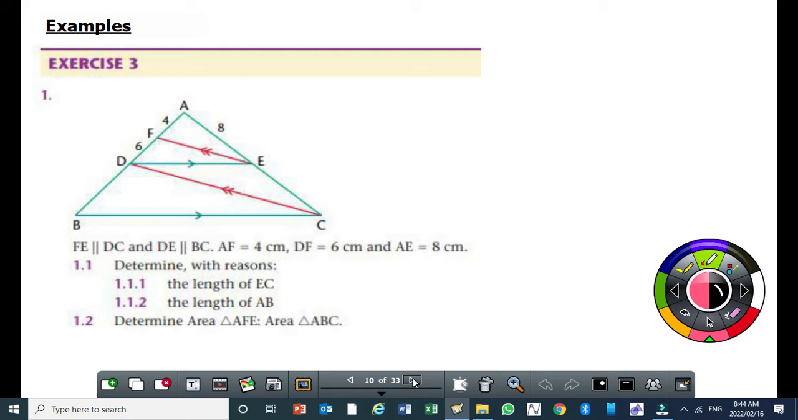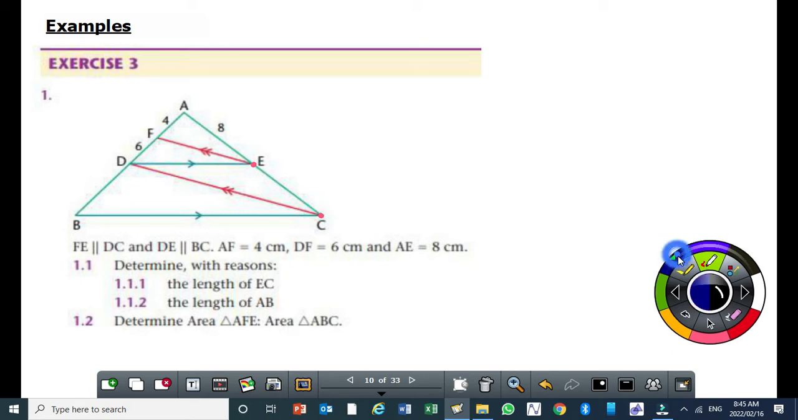Okay, so if you look at this question, we are given that FE is parallel to DC and DE is parallel to BC. Also, the lengths of AF, DF, and AE are given. The first question says, determine with reason the length of EC. Now, the length of EC is going to be from here up to there.